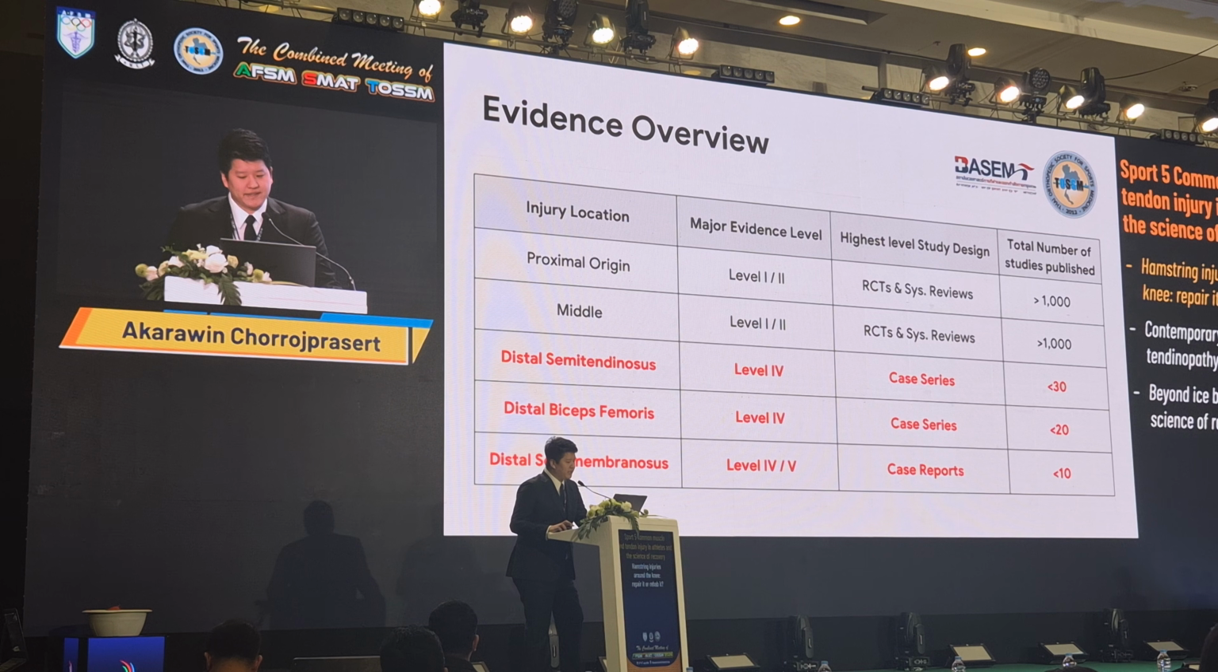When we examine the literature, there's a clear imbalance in the evidence. Proximal and mid-substance hamstring injuries are supported by randomized trials and systematic reviews involving hundreds of patients in each study. In contrast, distal hamstring injuries are supported exclusively by level 4 case series and case reports, often involving fewer than 30 patients, likely due to their rarity.